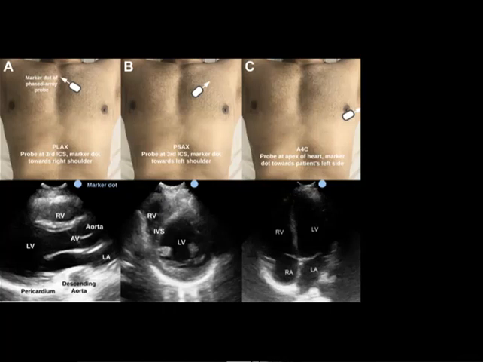Again, your subcostal views, in patients where you cannot access the chest very easily, you can get a complete echo from your subcostal views, but that does require some proficiency with POCUS to be able to get those views.